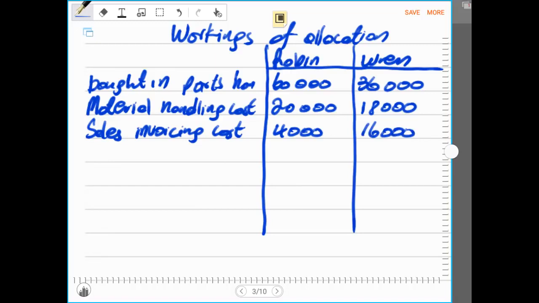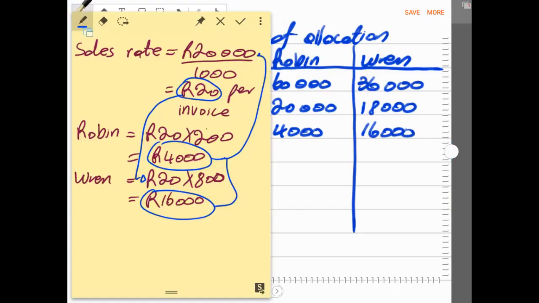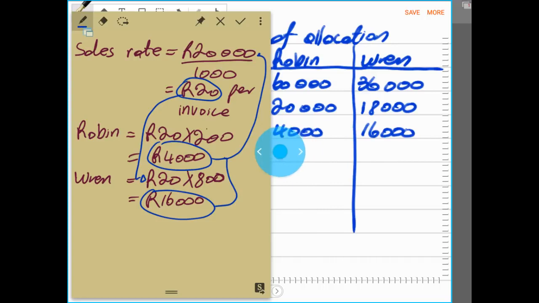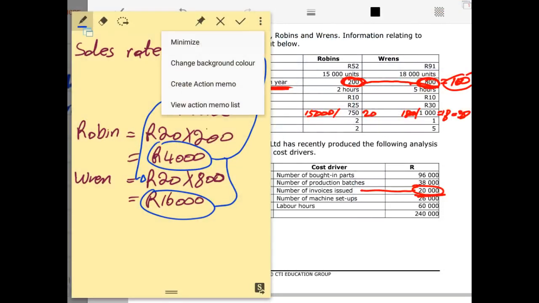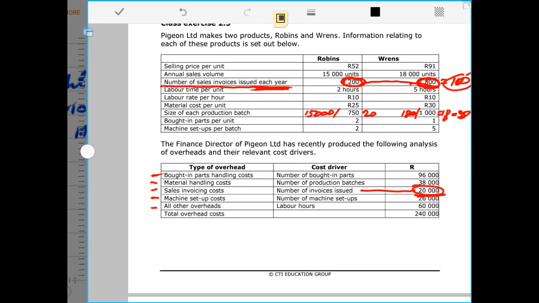4,000 and 16,000. So now these were our allocation. Then let us continue with the next overhead. And the next overhead is material setup cost. Material setup cost. And this is based on the number of machine setups.